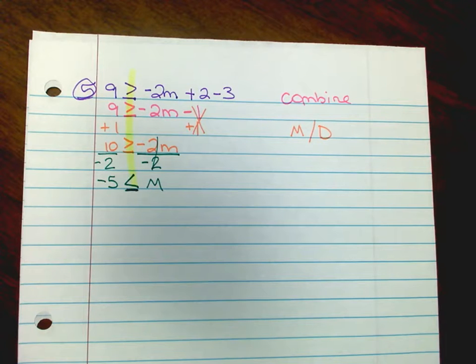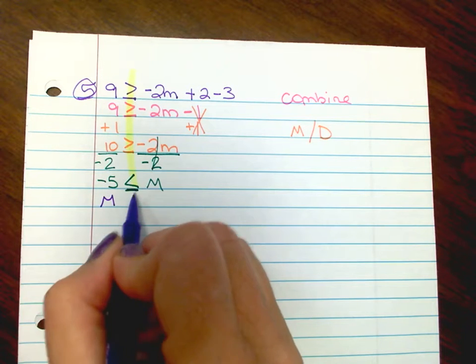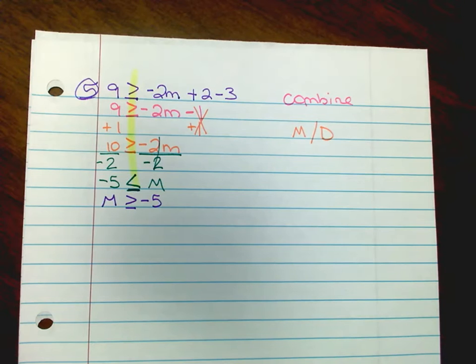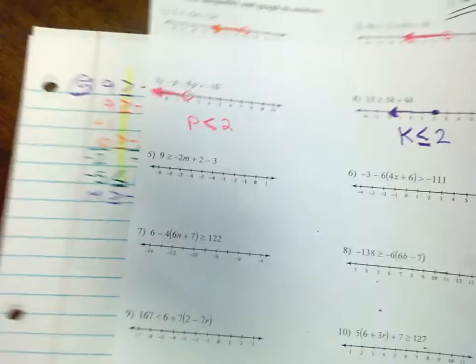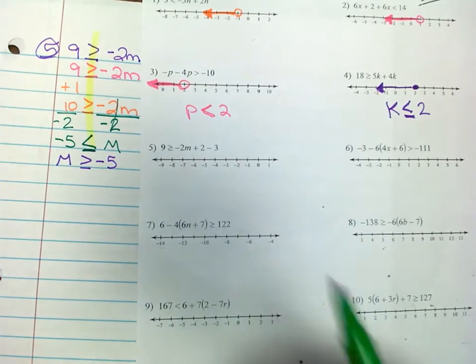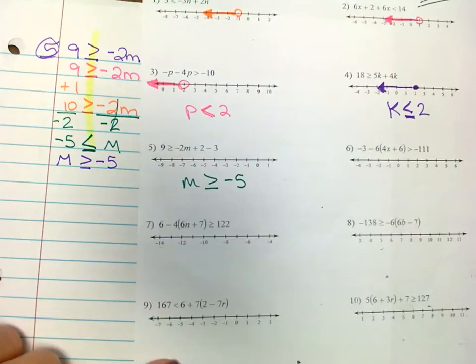But we want everything on the left-hand side. We want the variable on the left-hand side. So we need to flip everything. Okay? M is greater than or equal to negative 5. So when we go to graph it, m is greater than or equal to a negative 5.